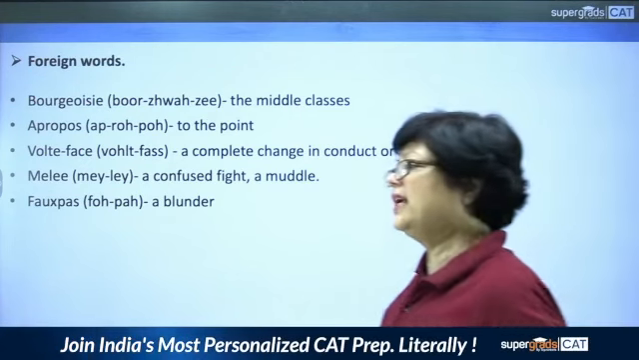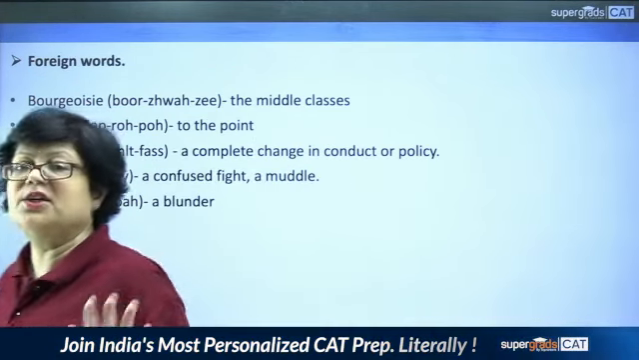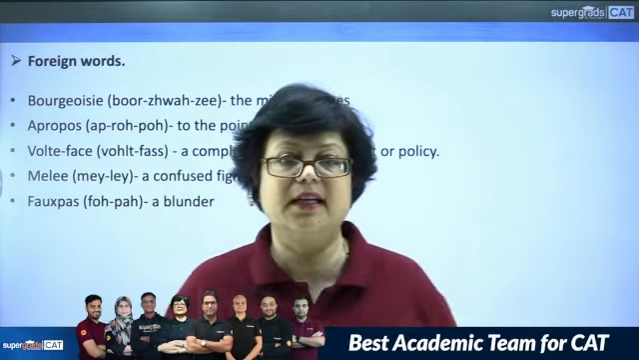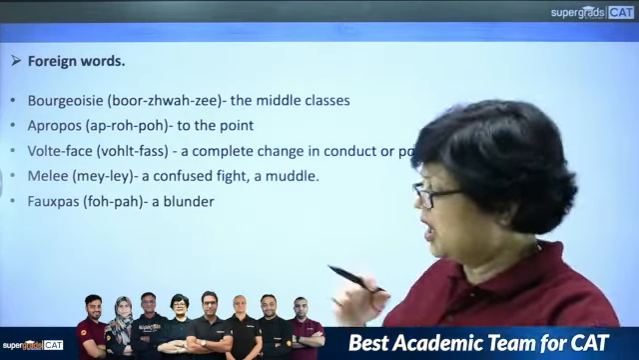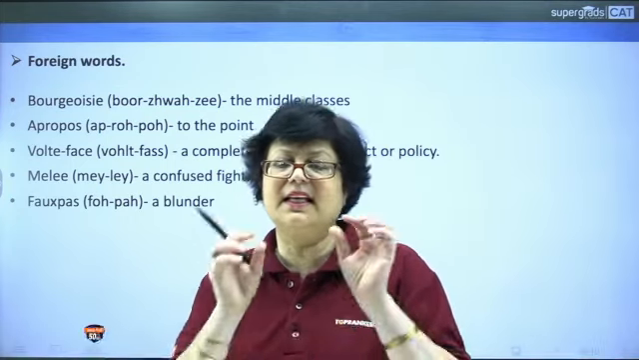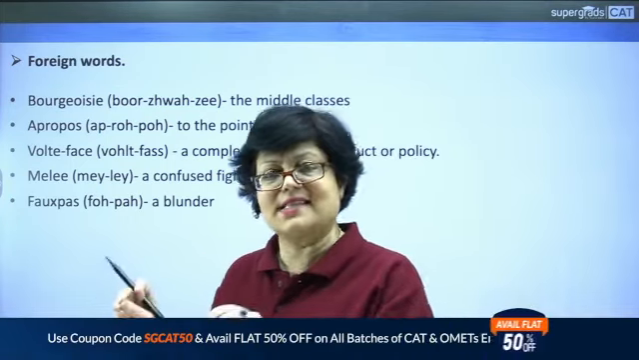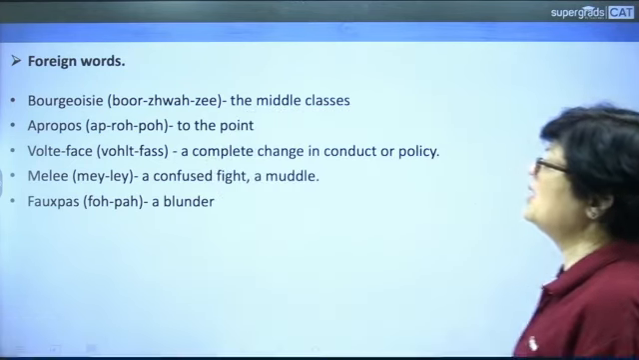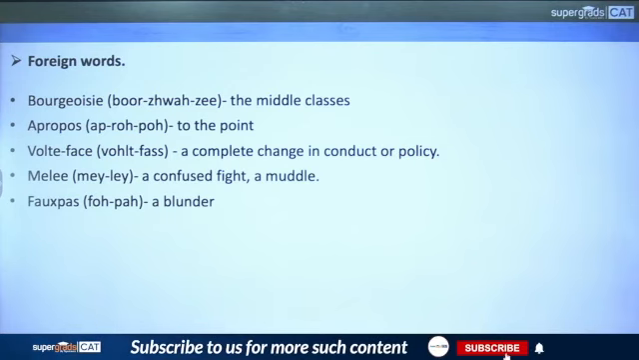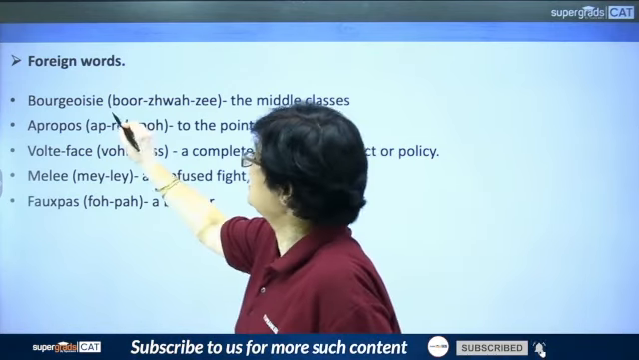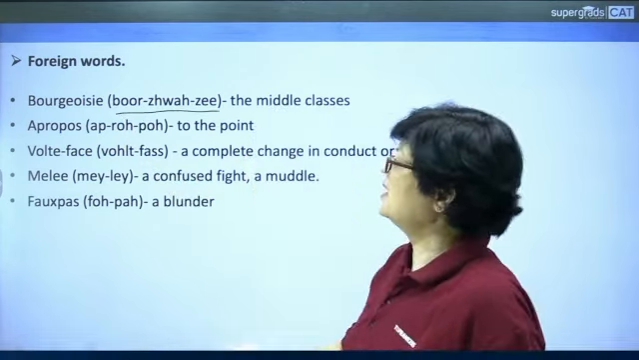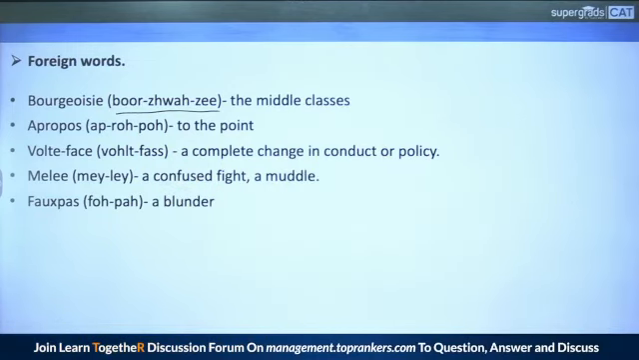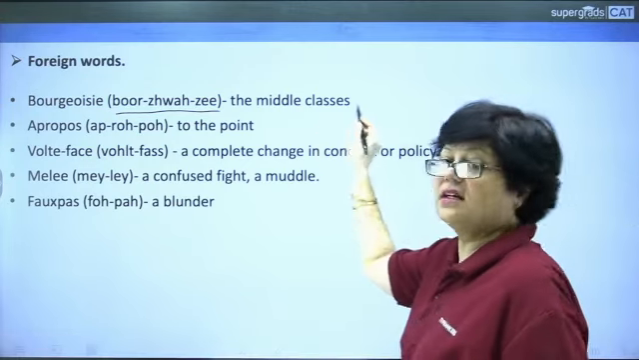Now, we cannot afford to lose sight of foreign words. Dear students, some of the foreign words which have been taken from other languages have not been changed into English, but they remain as they are, and they are used extensively in our English communication also, right? Take for example, bourgeoisie, the middle class. The pronunciation is written here. Look at the spelling, B-O-U-R-G-E-O-I-S-I-E, bourgeoisie. This is the middle classes.